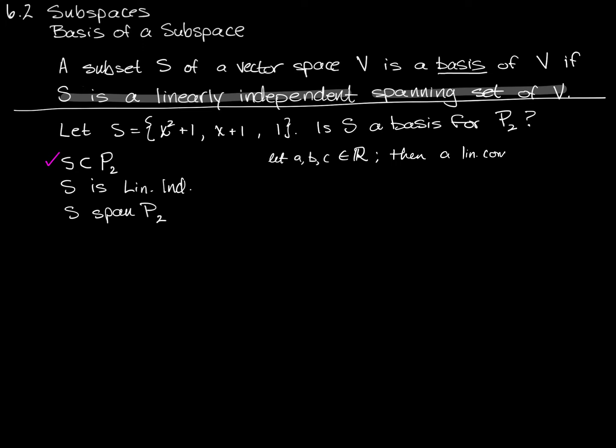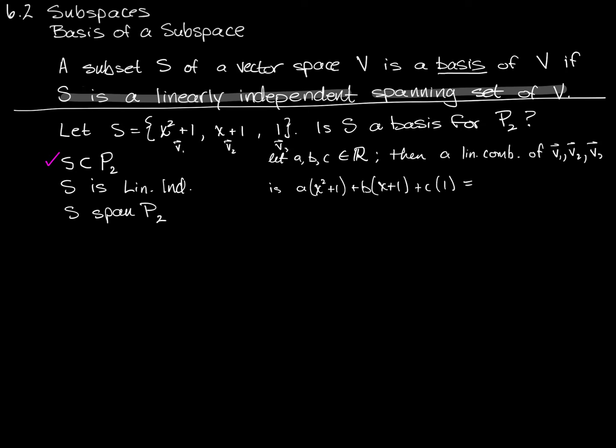Then I can write a linear combination of my vectors v1, v2, and v3, where that's v1, that's v2, and that's v3, as a times (x squared plus 1) plus b times (x plus 1) plus c times 1 equals 0.